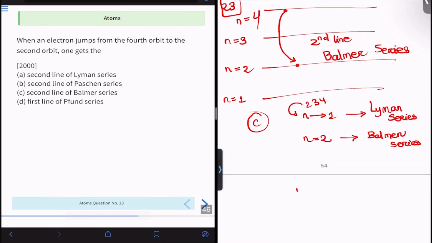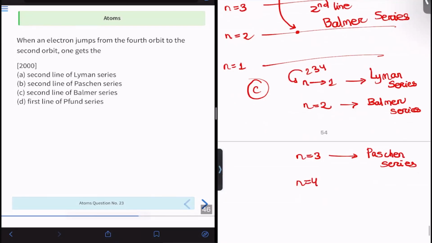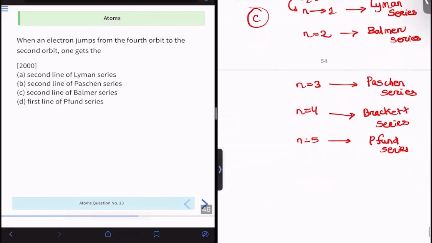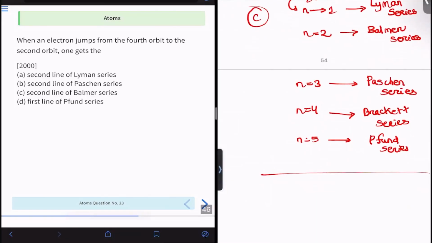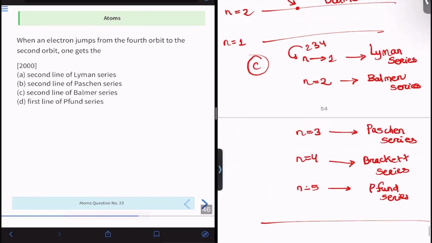And then if it is coming from any of the orbits to n equal to 3, it will give rise to Paschen series. And then if n equal to 4, if it is coming from fifth or sixth orbit, it will give rise to Brackett series. In the same way, if n is equal to 5, it will give rise to Pfund series. You have to remember everything: Lyman, Balmer, Paschen, Brackett, Pfund, then Humphrey. Till n equal to 6, at least you need to remember. This is the extra thing I told you. Please remember this, because this may be a future question.